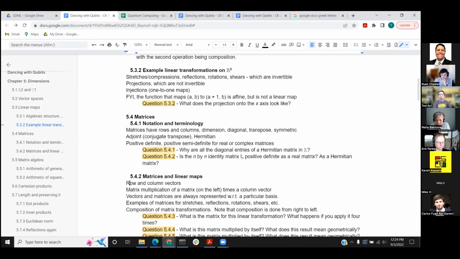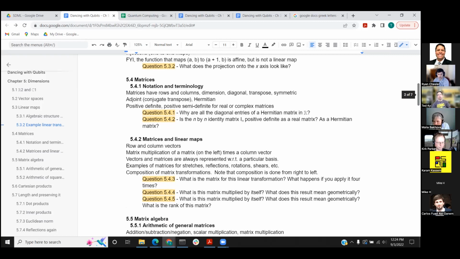Okay, so we then get into matrix notations. So rows, columns, mentioned diagonal, transpose, symmetric matrices. Once we get into complex matrices, then instead of symmetric matrices, we're talking about Hermitian matrices. And we're going to see all the time this idea of the conjugate of a matrix as well as the adjoint, which is the conjugate transpose.